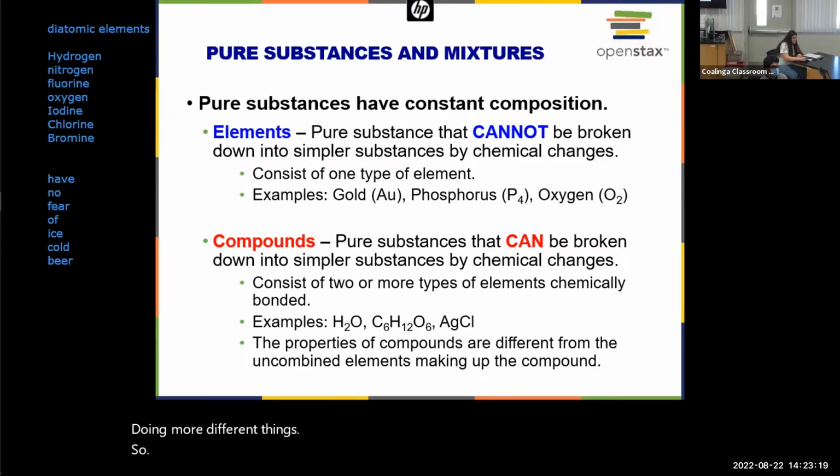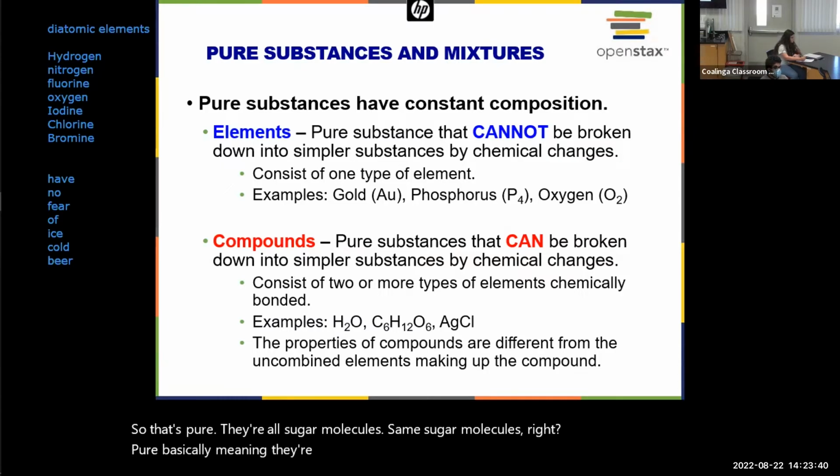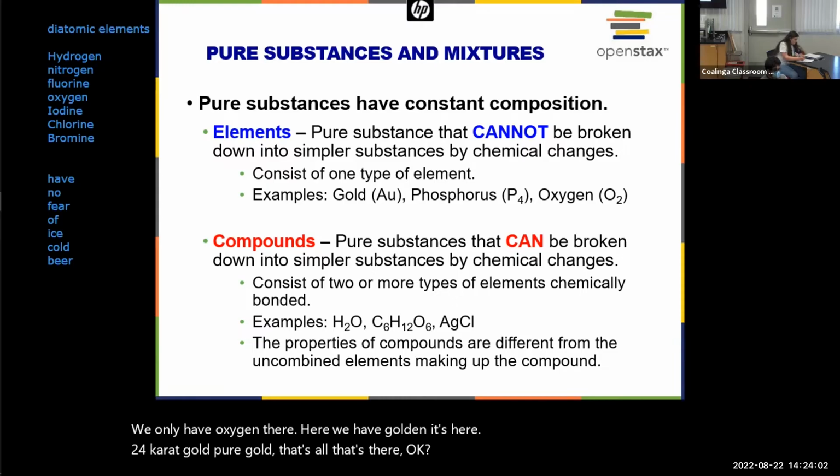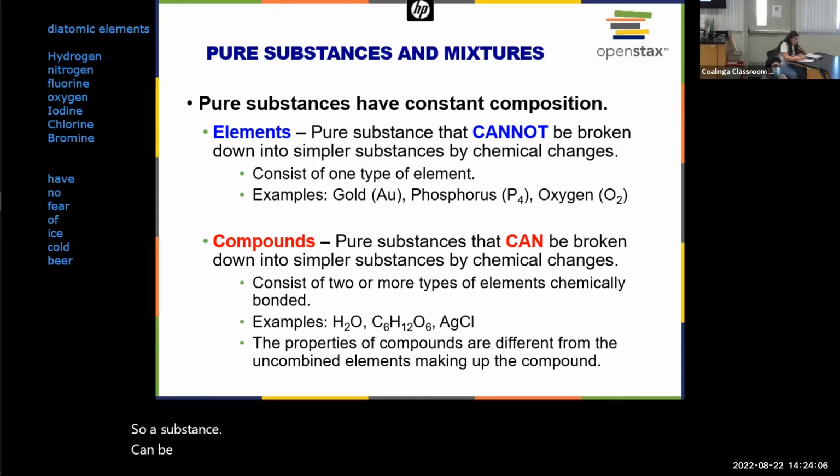So an element can be a pure substance. A compound can be a pure substance. Like for instance, if I have pure cane sugar from Hawaii, that's pure. They're all sugar molecules, all the same sugar molecule. Pure basically means they're all the same. An element, oxygen, that's a pure element. Oxygen gas. If you only have oxygen there, it's pure. If I only have gold there, it's pure. 24 karat gold, pure gold. That's all that's there. So a substance can be pure, even though it has different elements in it.